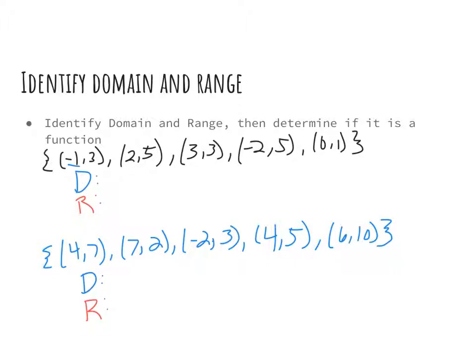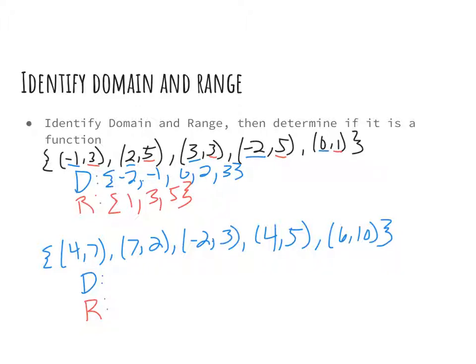Domain, all of the x values, so I've got -1, 2, 3, -2, and 0. I want to put those in order from smallest to largest. So I've got -2, -1, 0, 2, and 3. Range, I'm going to take all my y values, 3, 5, 3, 5, and 1, and I'm going to put them in order from smallest to largest. I've got 1, 3, and 5. Again, remember, if it shows up more than once, we only have to list it once.